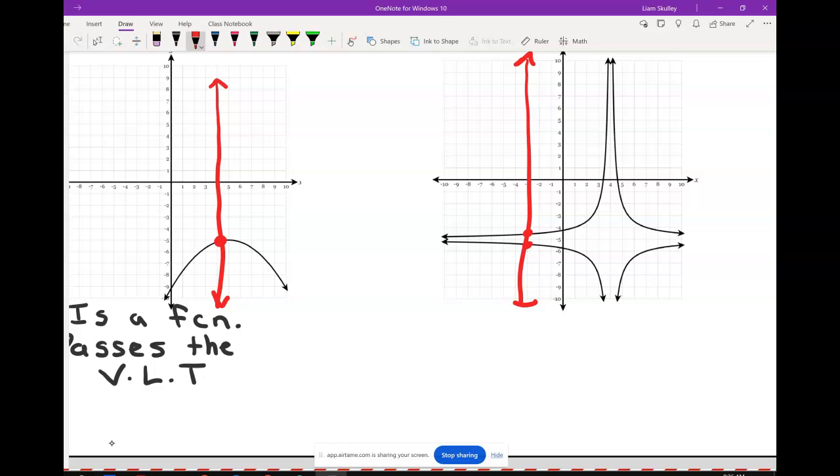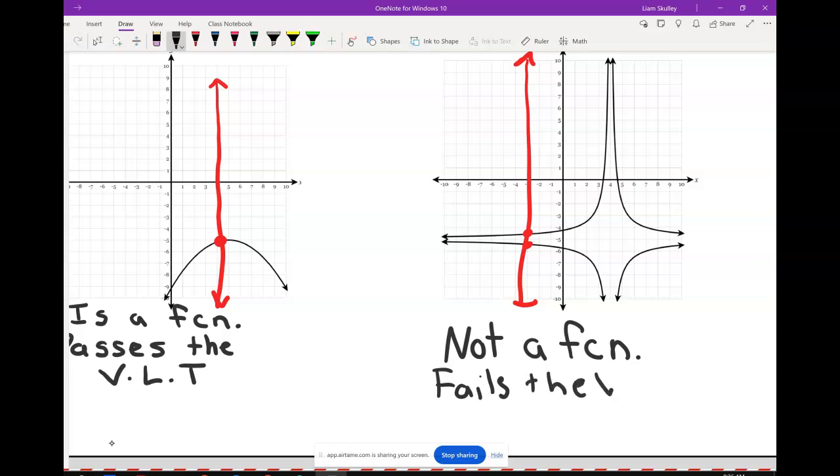Even if I drew it right in this gap part, that wouldn't count, because we have to check if it passes through the graph, not just anywhere on our coordinate plane. We check if it's going through the parts on the graph. So this is not a function, not a FCN, using our abbreviations, because it fails the vertical line test. Vertical line test, one of the easiest things we'll do all year.